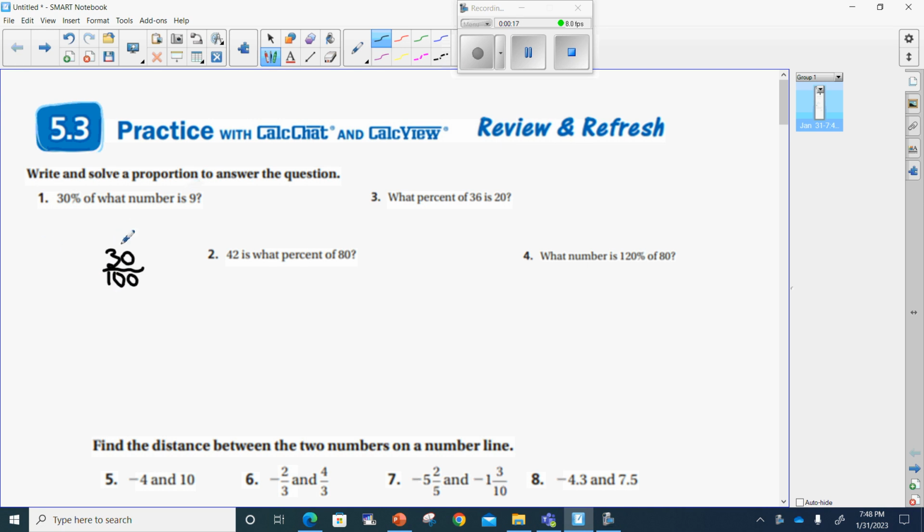And remember, is means this is the top number over here. That means I'm looking for my of. When I take this and put it into an equation, it's going to be 9 times 100 is going to be equal to 30x. I know 9 times 100 is 900.